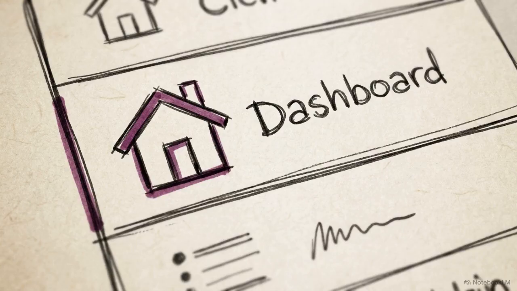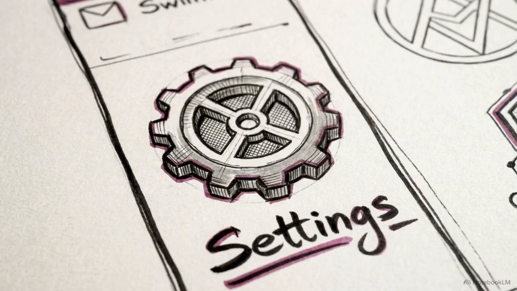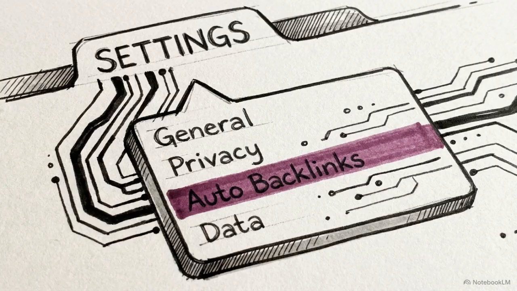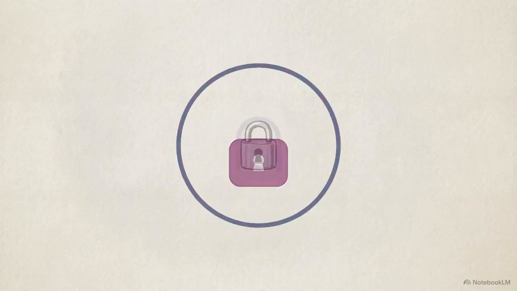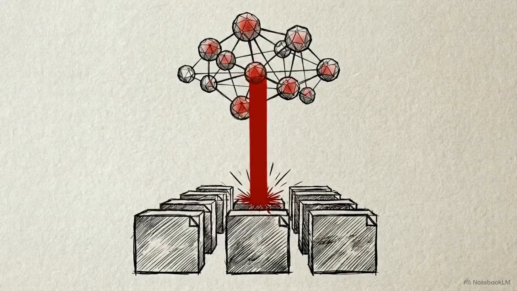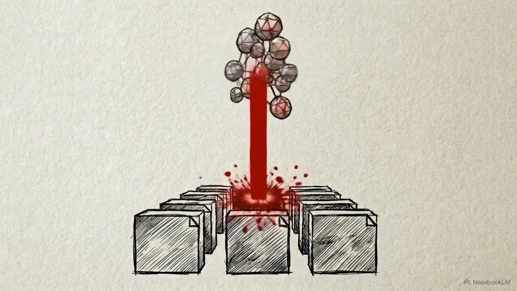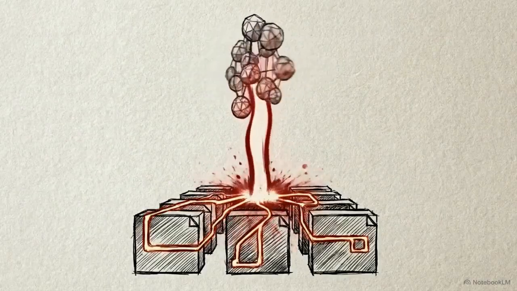Return to your WordPress dashboard. Under the Main Settings menu, select the new Auto Backlinks option. Paste your API key into the field and click Save Settings. This final step completes the authentication loop. The Cloud Engine now has the permissions needed to push optimized content and links back to your blog posts.